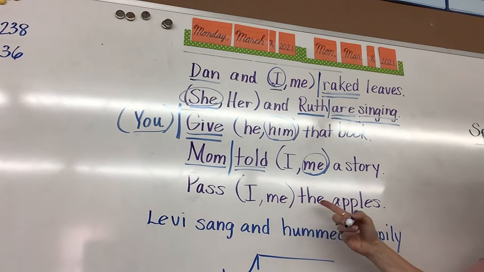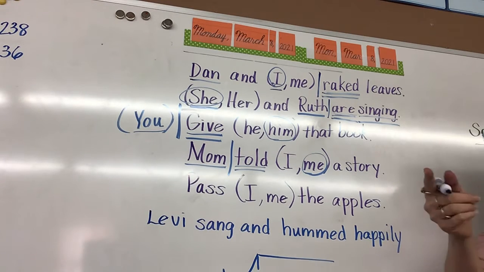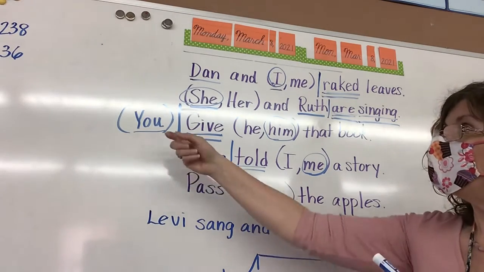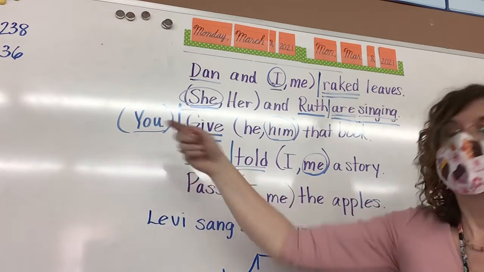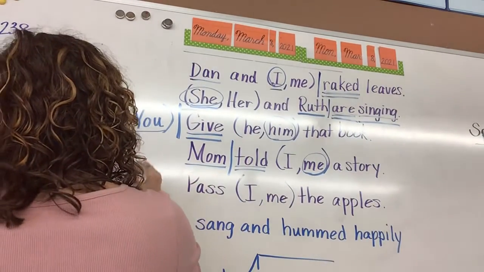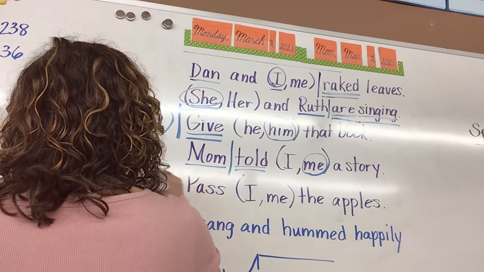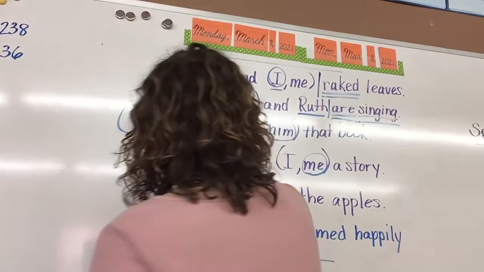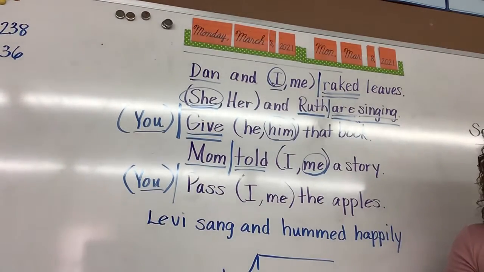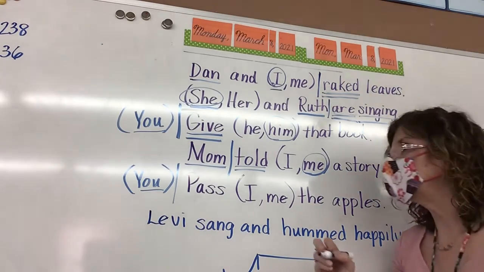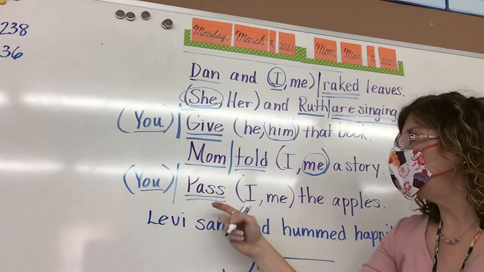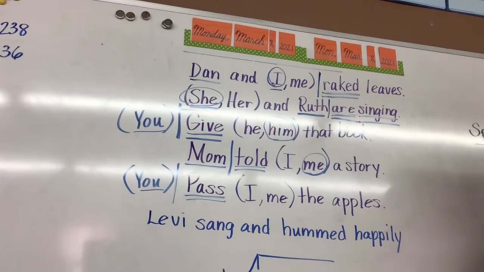All right. Pass I or me the apples. We've got to figure this one out. What kind of sentence is this, Brennan? Yes, it's another imperative sentence. So what's our subject going to be? You. It's you understood again. So again, you need to put you understood. And then we're going to draw a line after the you understood. What's your verb? Pass. That's the only thing you can do. Who's doing it? You. You pass I or me the apples.